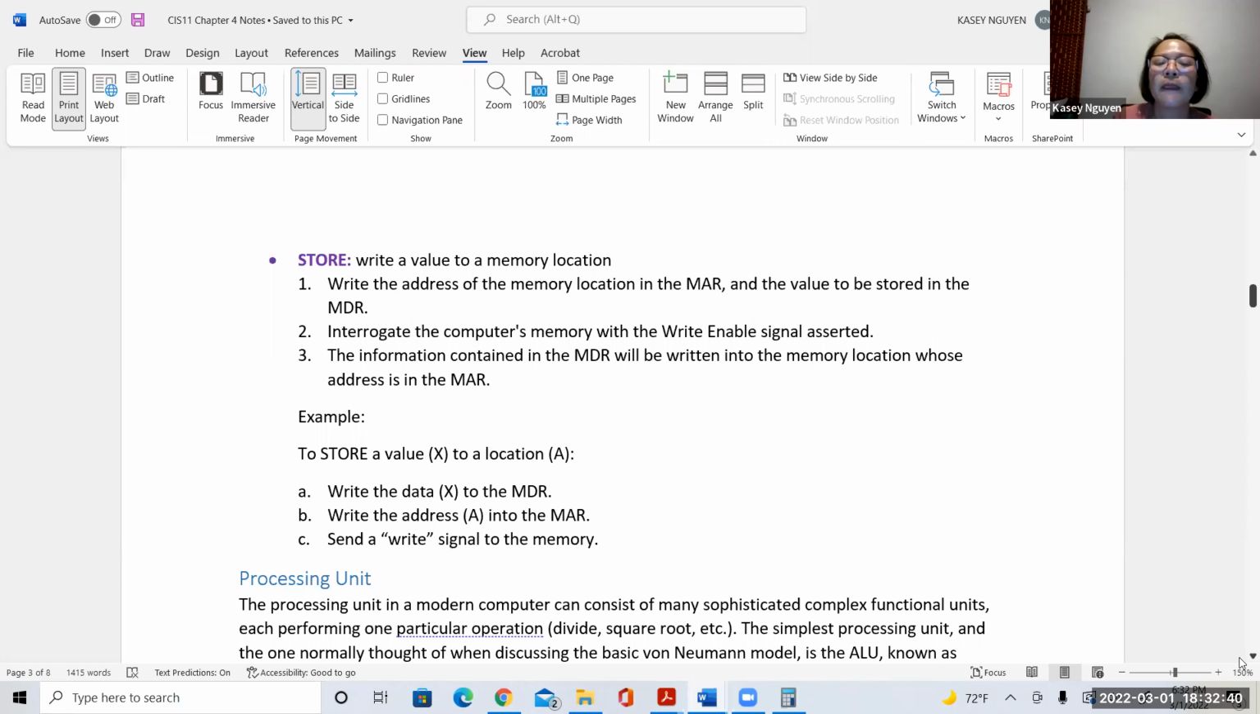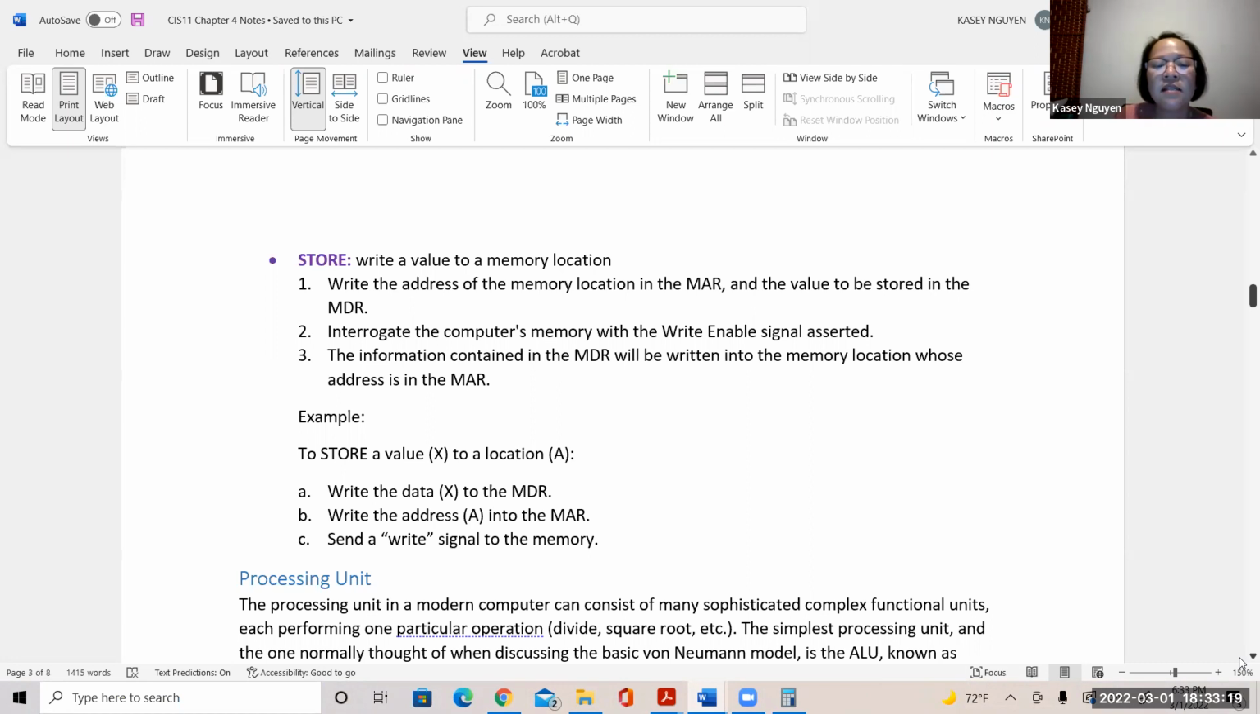Okay. And the second step is it's going to interrogate the computer's memory with the write enable signal. So it has to send that signal. And the information that's in the memory data register will be written into the memory location with the address in the MAR. And that's how it writes to RAM. So RAM simply, in the memory that you're using for your application, it simply is load and store.